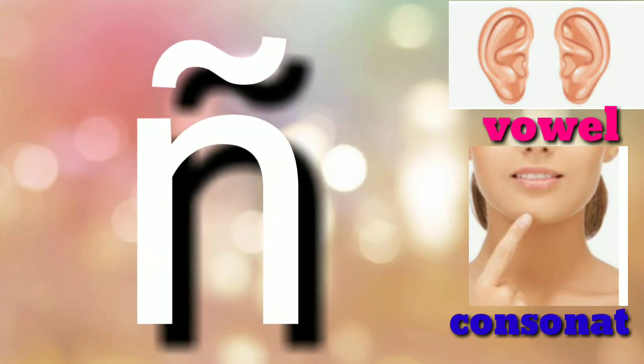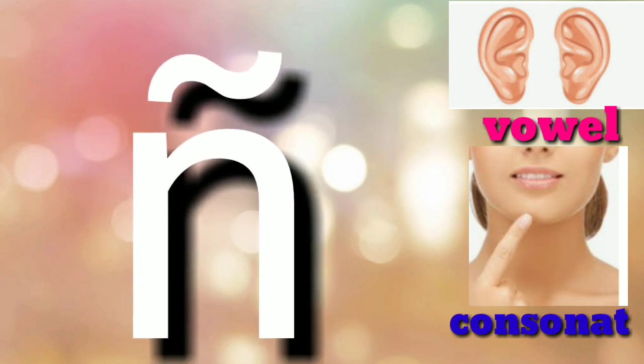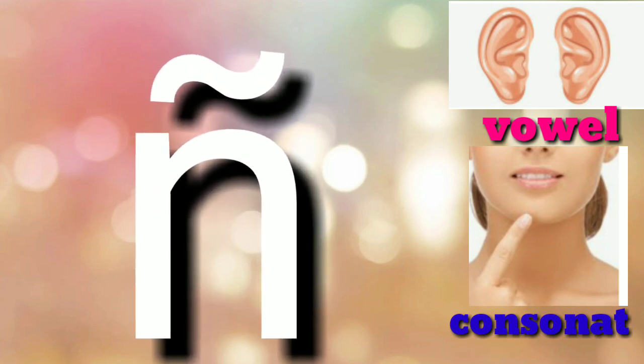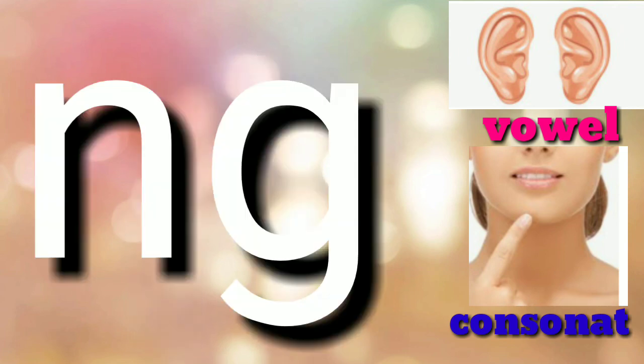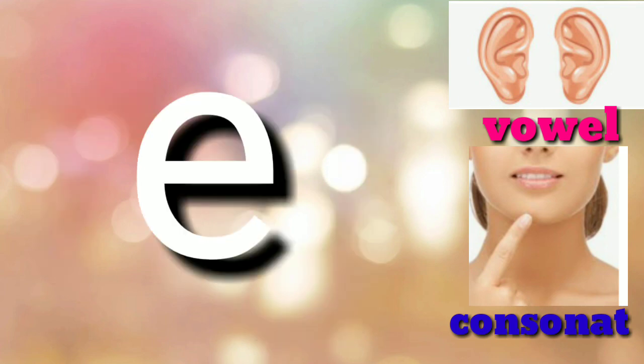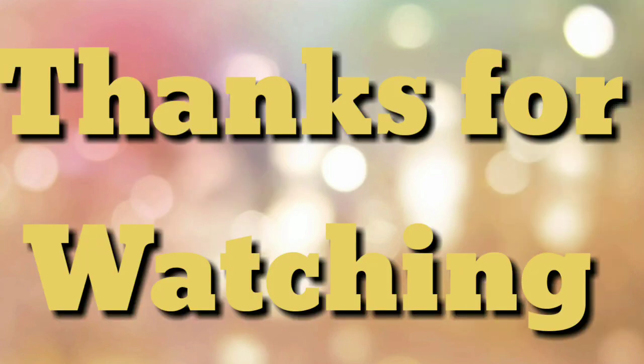A is a vowel letter. Touch your ears. Enye is a consonant letter. Touch your chin. NG. NG is again a consonant letter. Touch your chin. Good job. Very good. Nice one. E. It sounds E. What part of your body will you touch? That is a vowel letter.